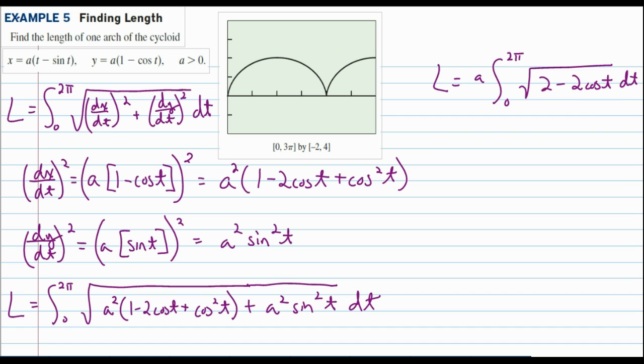However, I'm just going to do this the quick way. The integral of this radical from 0 to 2 pi is 8, and then we were multiplying by a, so the arc length would be 8a.